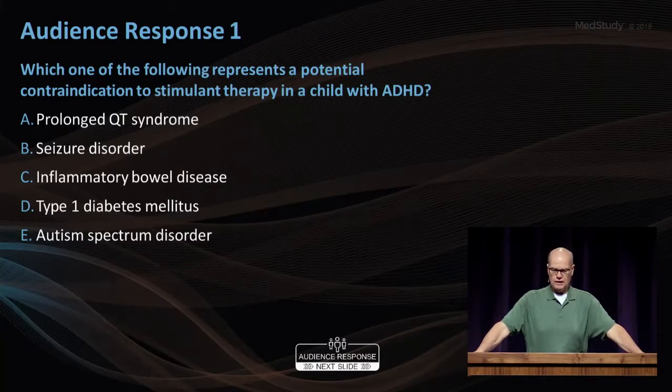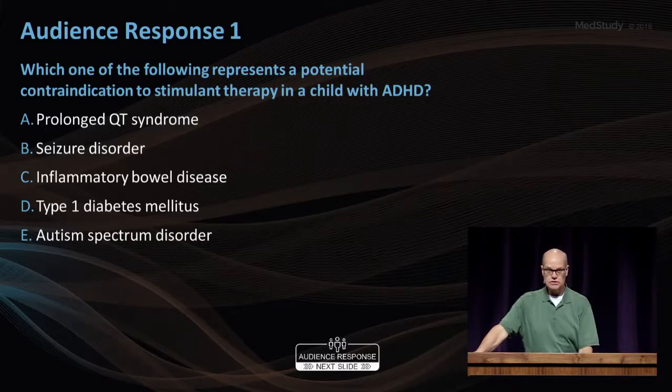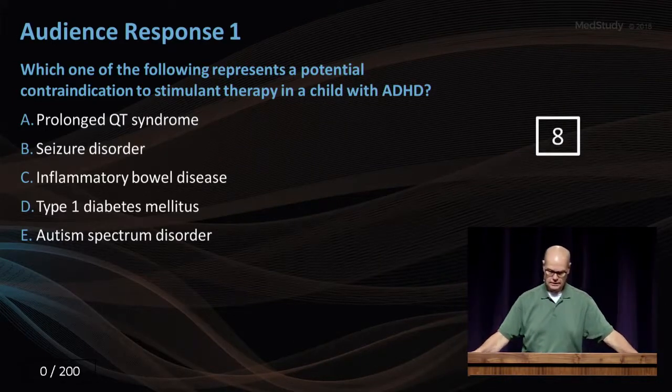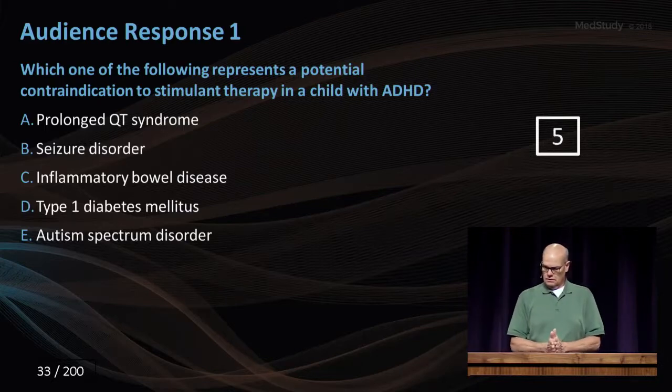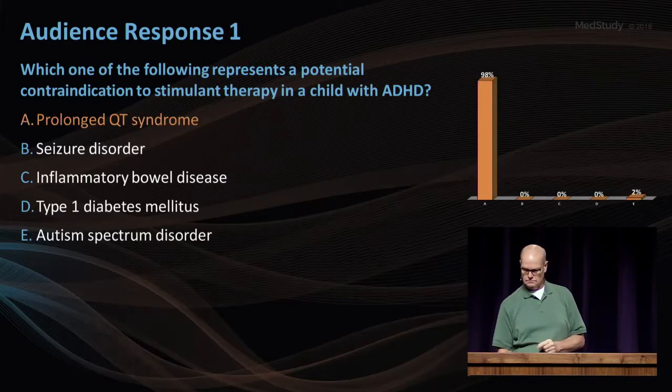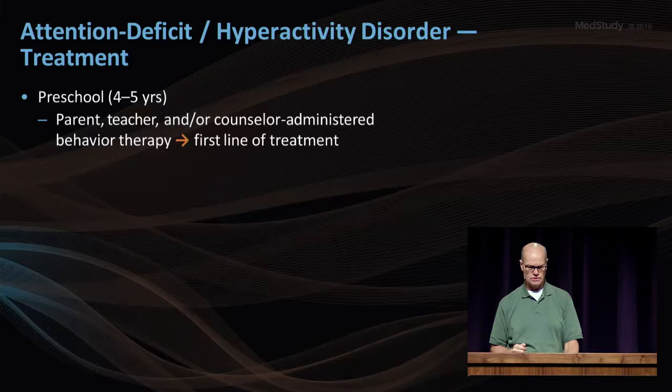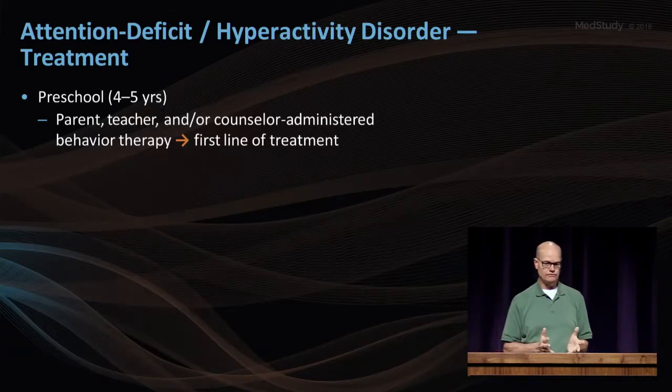Okay, so which one of the following represents a potential contraindication to stimulant therapy in a child with ADHD? Prolonged QT, seizure disorder, IBD, diabetes, or autism spectrum disorder. Okay, absolutely. So let's talk a little bit about stimulant therapy, children who have underlying cardiac disease. First, who are we going to treat in the first place?